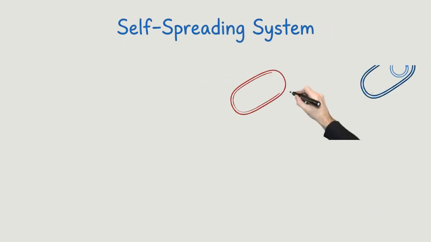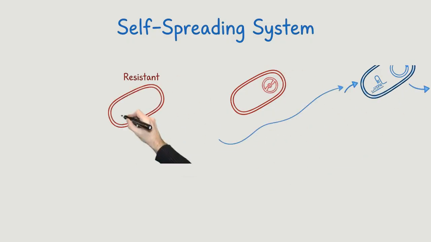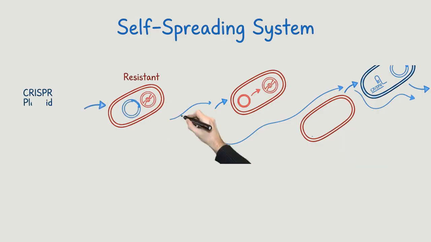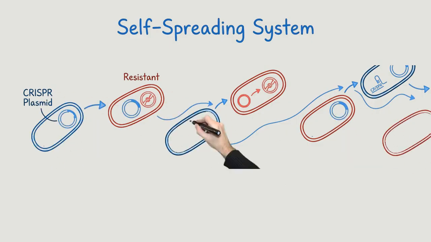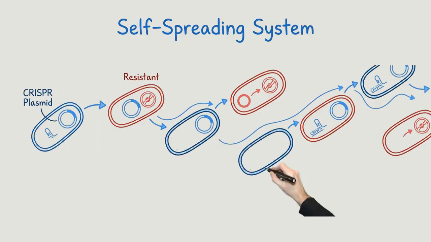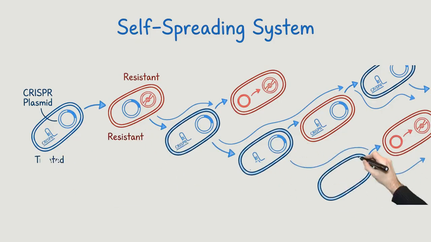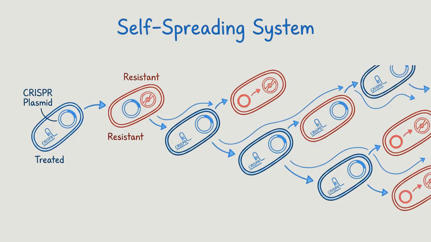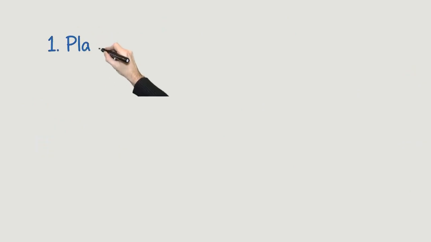Instead of delivering CRISPR to just a few cells, you put the CRISPR system on a conjugative plasmid or inside a phage. Once introduced, that genetic package spreads on its own from cell to cell. Every new bacterium it enters gets the same instructions: find the resistance gene and cut it. There are several ways this can reverse resistance.